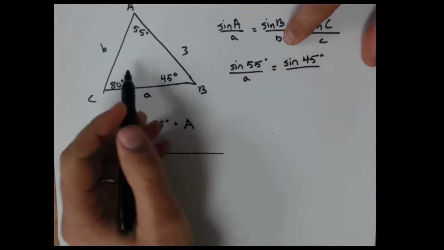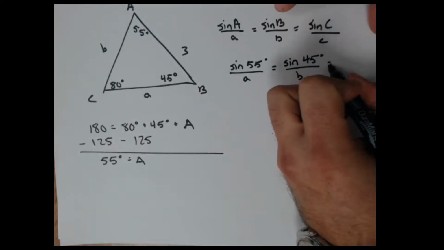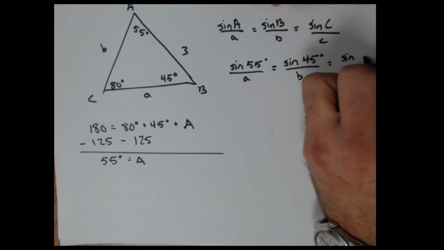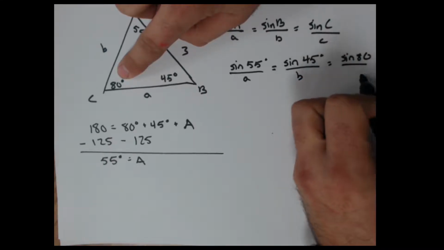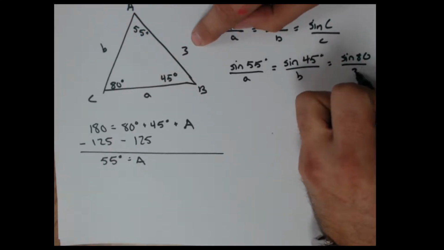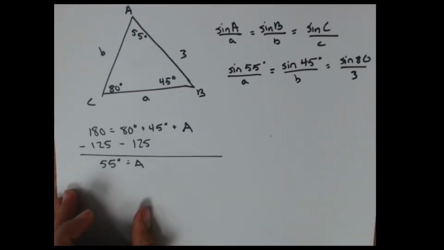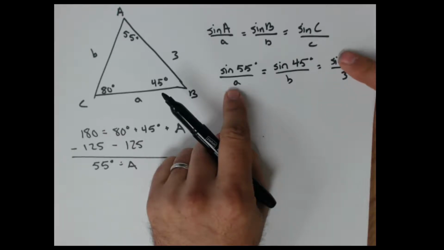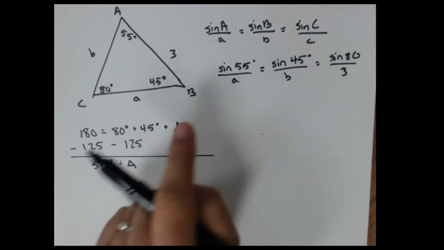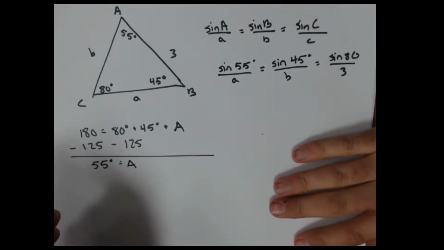Side length B, I don't know that one either. And that equals sine of C, so that's 80 degrees, over side length C, and I do know that one. So I have 2 incomplete ratios. I don't know A and I don't know B, but I have one completed ratio. I'm going to use this one and one of the other ones to solve for each of the missing pieces.